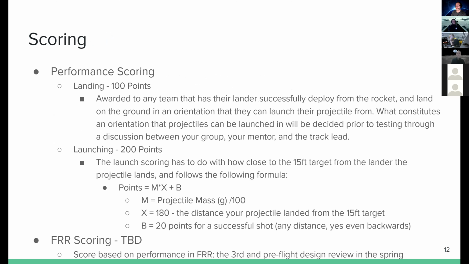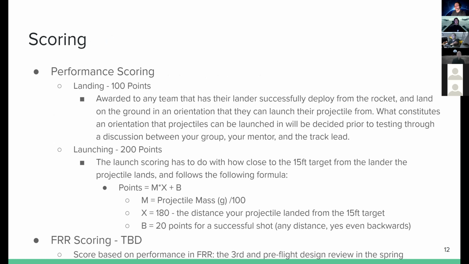I'll say that. So it's not like you're trying to hit a point. You're trying to hit 15 feet away. I put backwards, but there really isn't a backwards. So any direction at 15 feet is okay. Yes. Cool. But if you shoot 35 feet, then you'd get negative points.